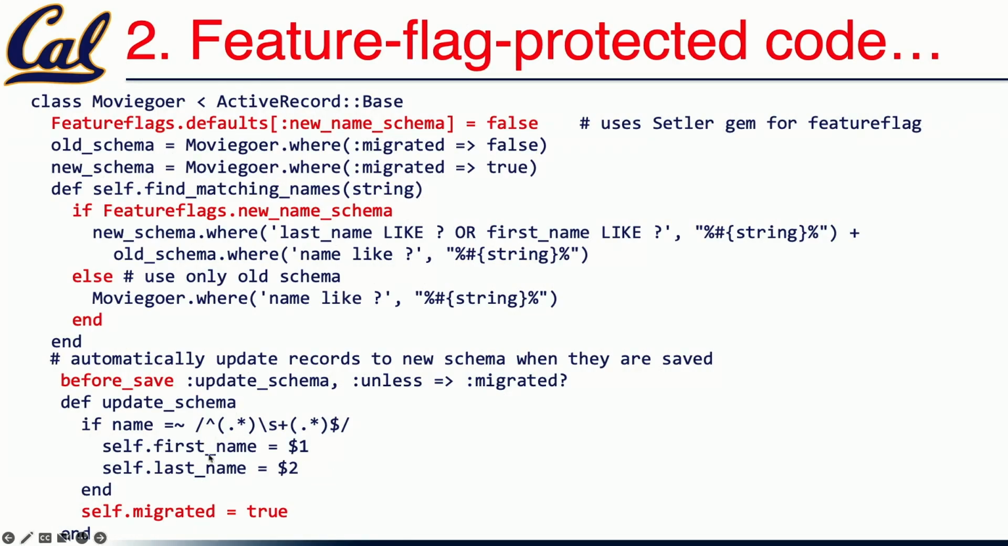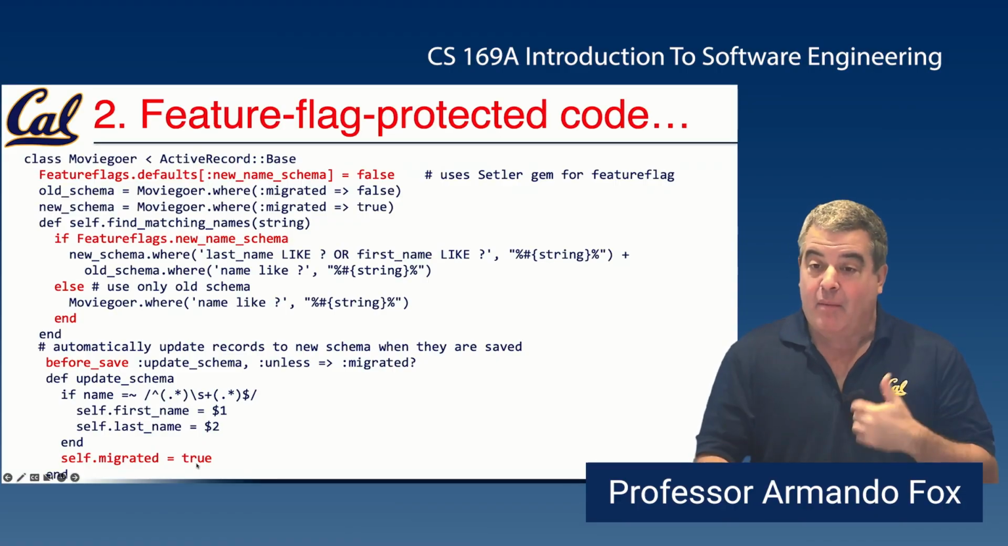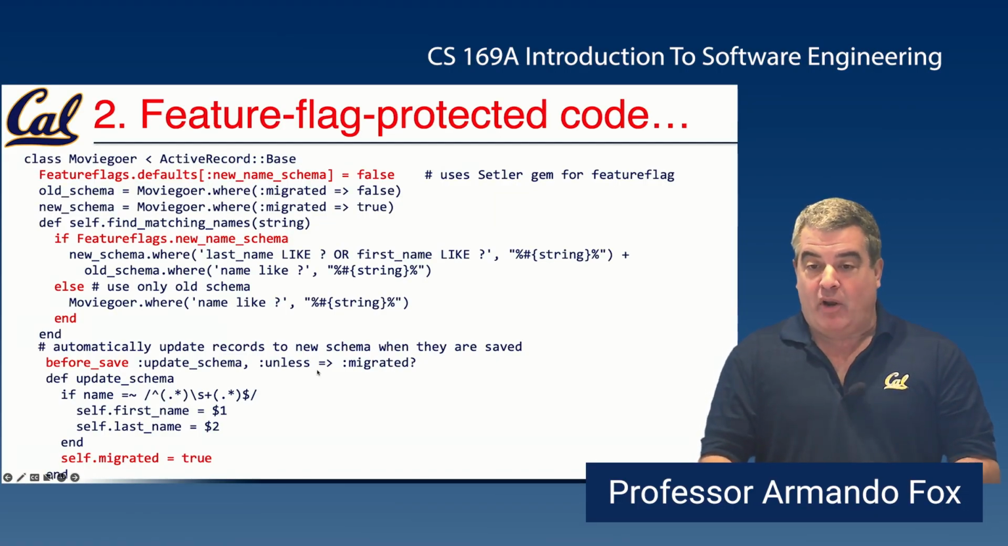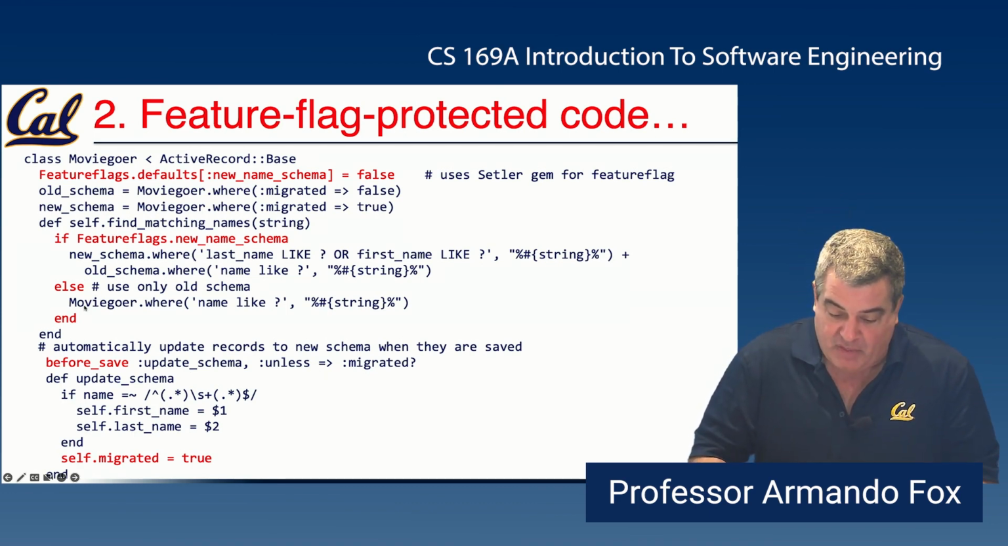And what does the update schema operation do? It takes the existing name and chunks it into the two pieces we need and stores those. So every time a moviegoer record is updated during regular normal operation, that specific record is going to get migrated to the new schema. Its migrated column is going to become true. And that means that in the future, if that record is the subject of a find operation, then there's the possibility that we'll be able to use the new schema, right?